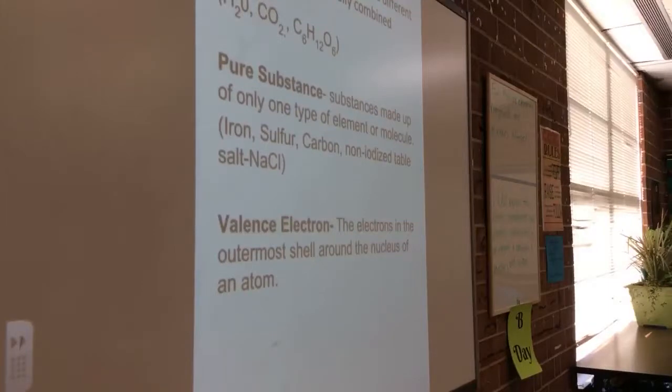The number of neutrons equals the atomic mass minus the atomic number. So what's our atomic mass? It says atomic mass. 12-ish. We'll say 12. What is my atomic number?